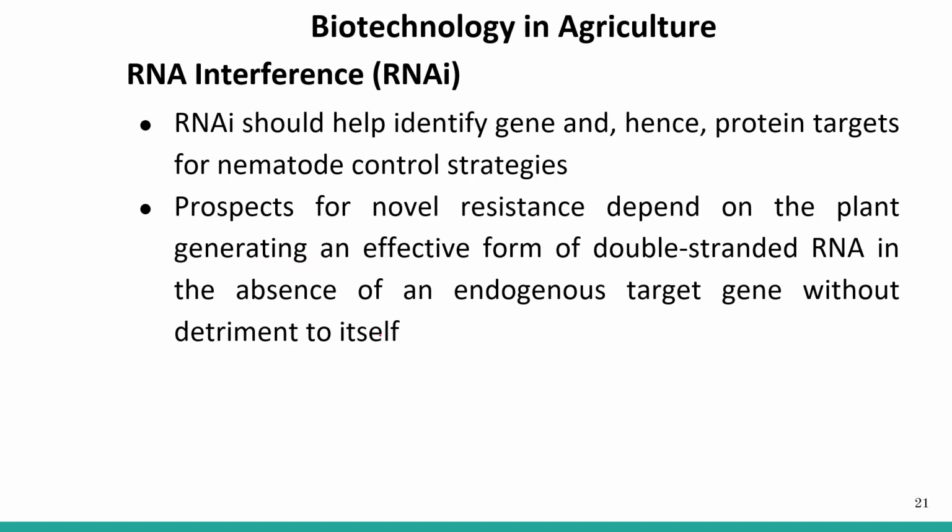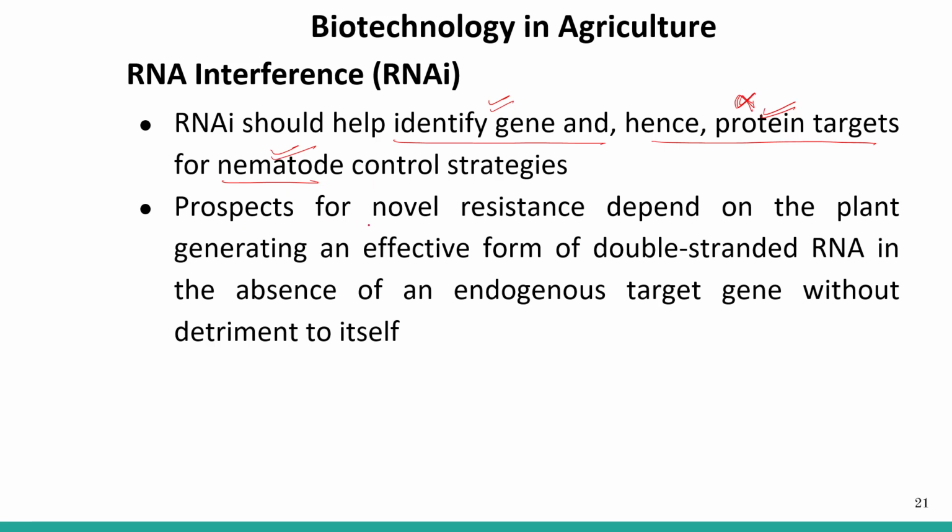And what is the result of that? This RNAi should help identify the gene and hence the protein targets for the nematode. Why is this particular nematode eating that plant? For a particular protein, because they want to target a protein, right? And if you do not form that particular protein in the plant, what will happen? This nematode would die. So the RNAi should help identify that particular gene or that particular protein that gets digested in their intestine. Okay, and we can control the nematode in that way.